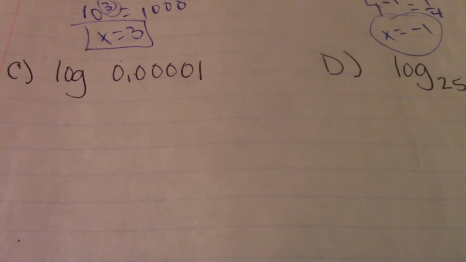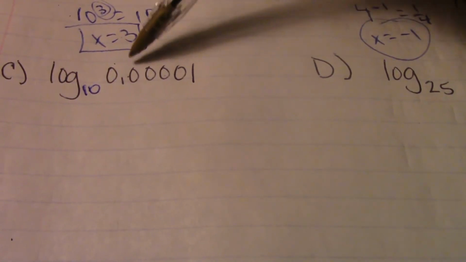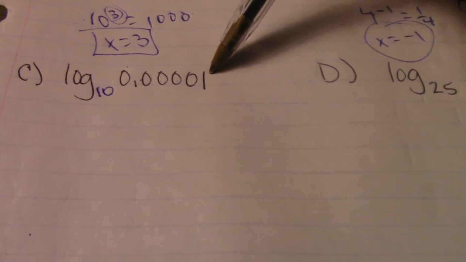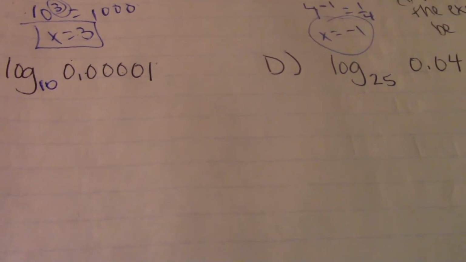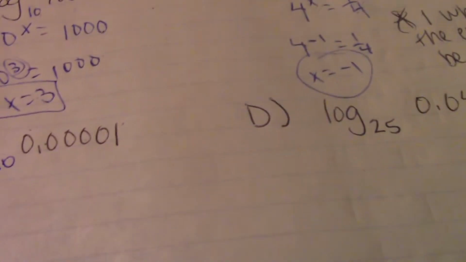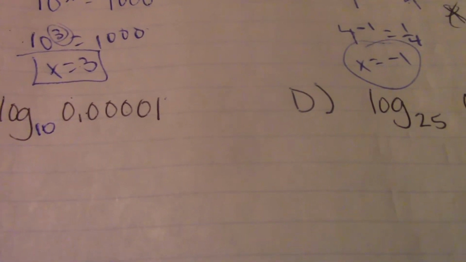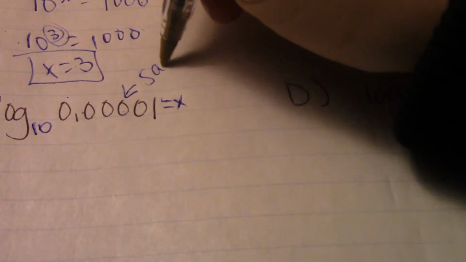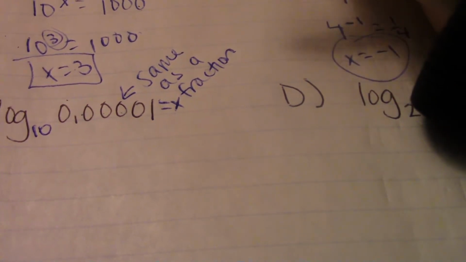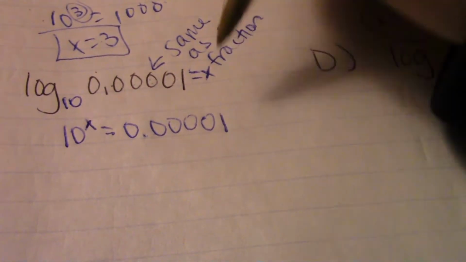C. Log, remember there is no base. What number is it when there's no base? There's log base 10 of 0.00001. Okay? Because it's a decimal, it's the same thing as a fraction. Let's go ahead and put our equals x. Let's change it to exponential form. So 10 to the x equals 0.00001.